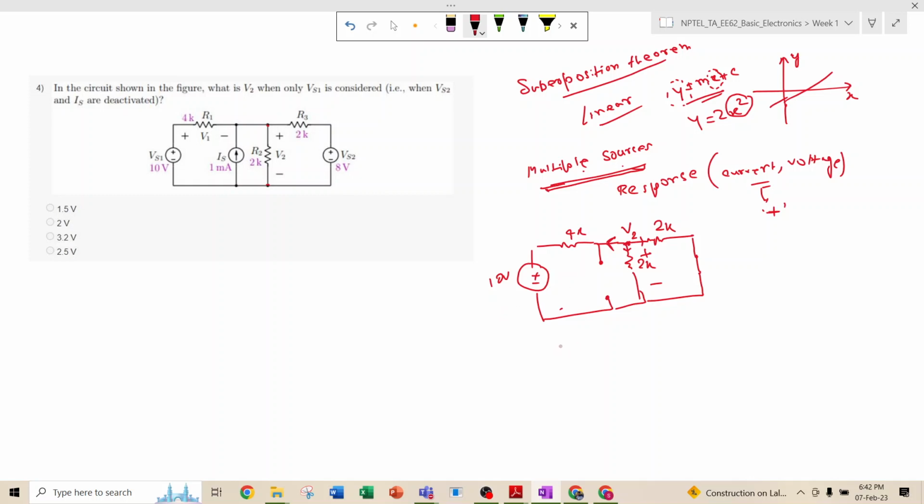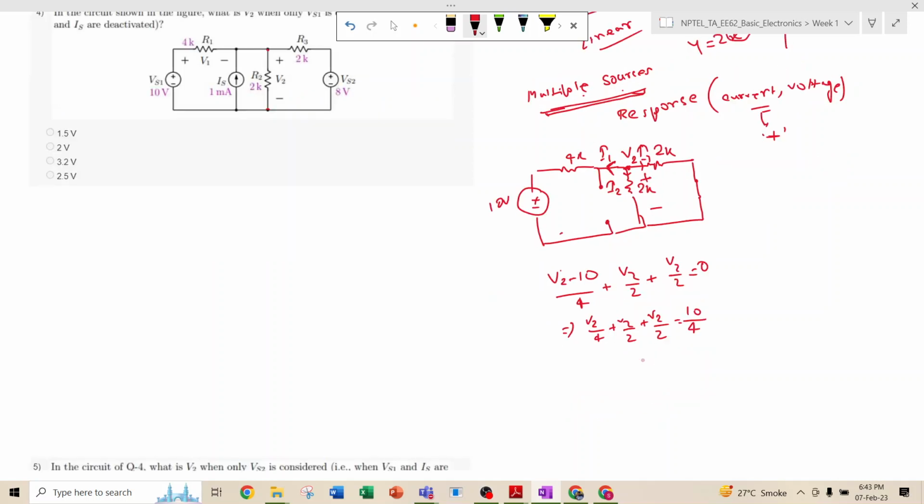So basically we can write, the current flowing through this part, that is I1, is nothing but V2 minus 10 divided by 4, plus this current, that is I2, that is V2 divided by 2, plus this current, which is I3, that will be V2 divided by 2, is equal to 0. So here you can say V2 by 4 plus V2 by 2 plus V2 by 2 is equal to 10 by 4.